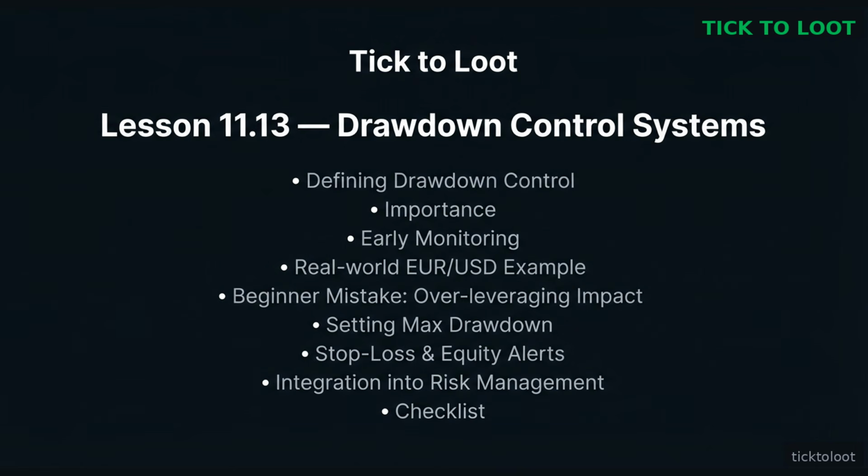We will walk through a simple real-world example using a euro to US dollar trade, so you can see the numbers on a chart. Next, we will point out the common beginner mistake of ignoring drawdown limits and explain how over-leveraging makes the problem explode. After that, I will give you a step-by-step guide to setting a maximum drawdown threshold, show you how to implement stop-loss orders and equity alerts, and finally demonstrate how to fold drawdown control into your overall risk management plan.